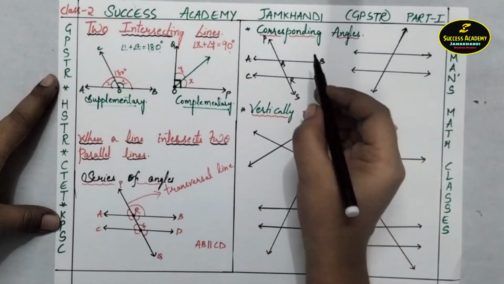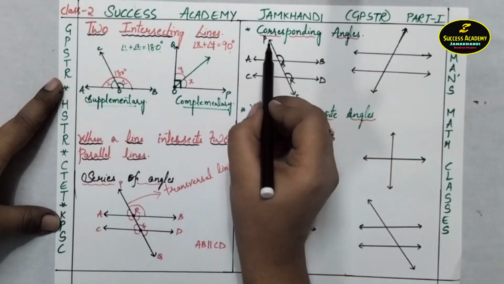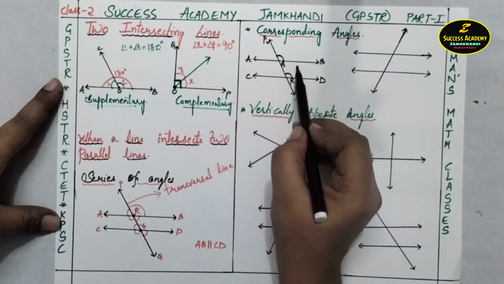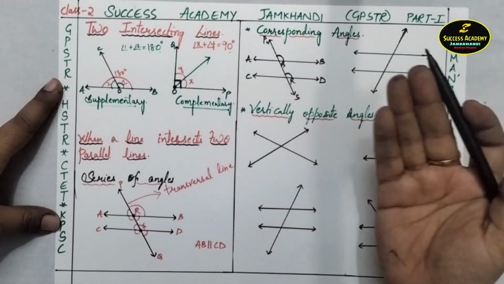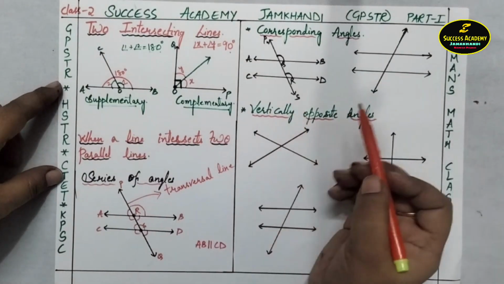Corresponding angles are nothing but angles formed on the same side of a transversal line. ये आपकी ट्रांसवर्सल लाइन है. ये ट्रांसवर्सल लाइन के एक ही साइड जो एंगल्स बनेंगे हम उनको कहेंगे corresponding angles. For example, these two black colors are called corresponding.